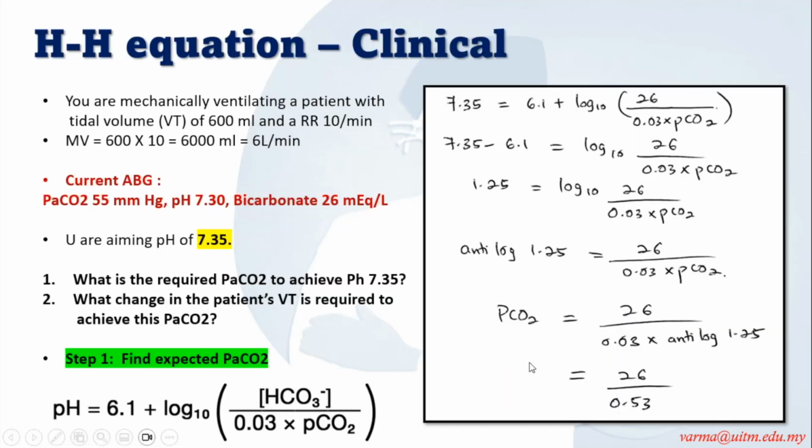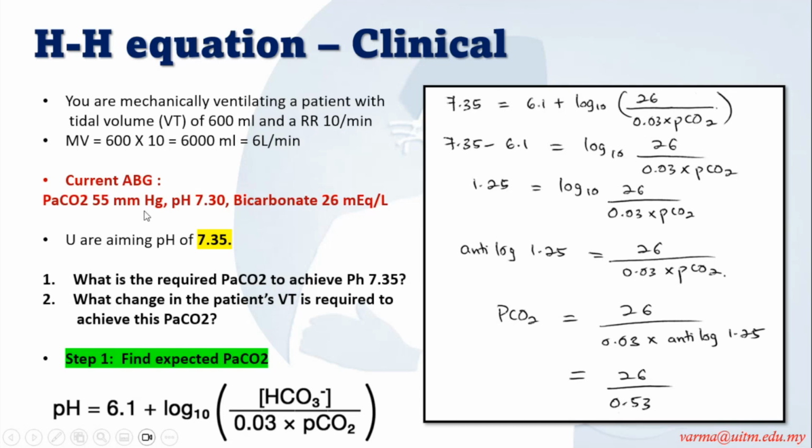I didn't complete this equation here. The answer is, I think, 49 millimeter mercury. Please check and see whether you all got the same answer as what I got or not. 26 divided by 0.53. Yes, 49 millimeter mercury. So the answer will be 49 millimeter mercury. To achieve the pH of 7.35, you have to achieve partial pressure carbon dioxide of 49 millimeter mercury. Okay, this is the first part of the question. So how are we going to achieve the partial pressure of 49?